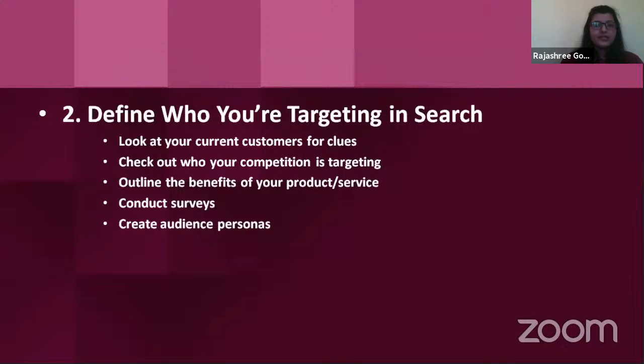The next point is to define who you are targeting in your search. That means who is your audience. There are lots of ways to narrow down your audience structure or target audience. The first point is to look at your current customers for clues. For new businesses, look at your current customers if you have any customer base and analyze their similarities. Also write down the discoveries, what you have found, what their interests are, everything, and then proceed to check out who your competition is targeting.